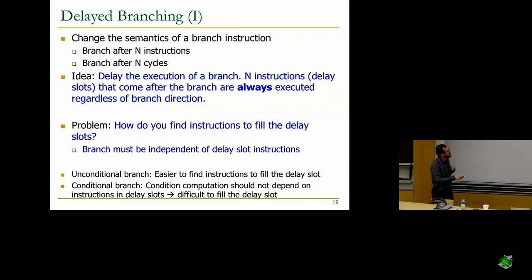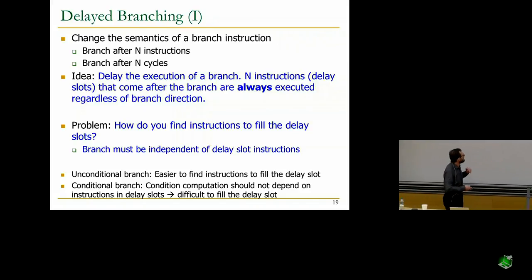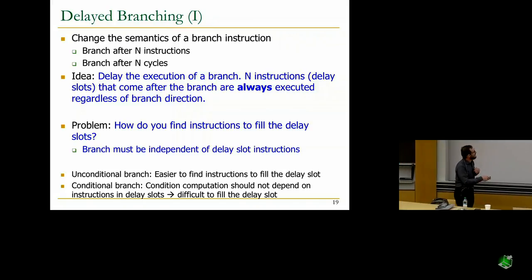Conditional branch, now condition computation should not depend on instructions of the delay slots, clearly, right? Because you're going to compute the condition of the branch, start the branching process, branch in the machine, and the next n instructions should be completely independent of the branch. So it's difficult to fill the delay slots if you have a conditional branch.